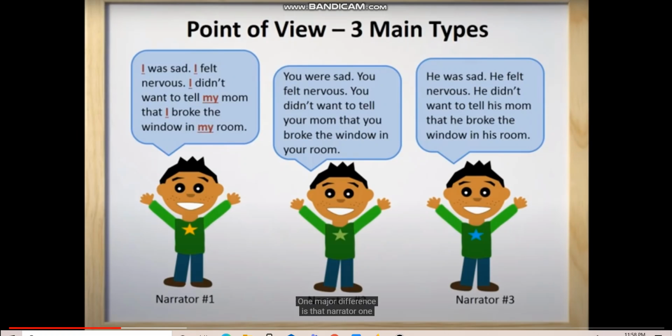So now whenever you come across a story, you'd be able to determine which point of view the narrator used. Did the narrator use the first, the second, or the third person point of view? Identifying the point of view would help you understand and comprehend the story even better, and you will be able to see from the narrator's perspective.